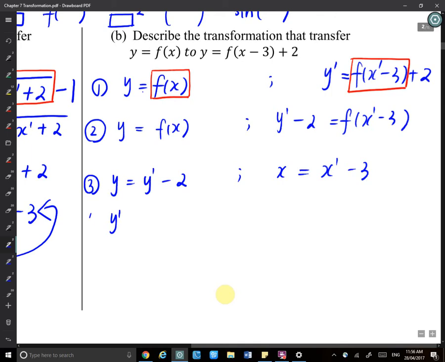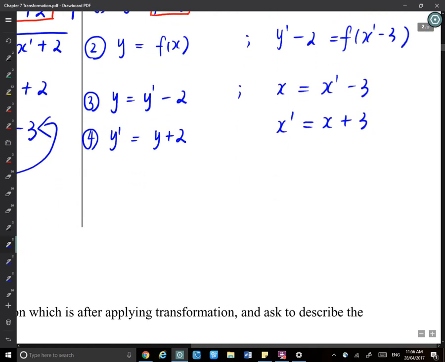So y dash equals y plus 2, because I want to know the word description. So I need to make x dash, y dash to be the subject. So x dash will equal x plus 3.